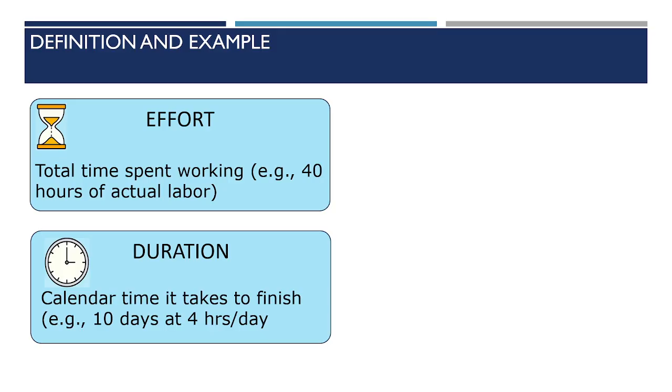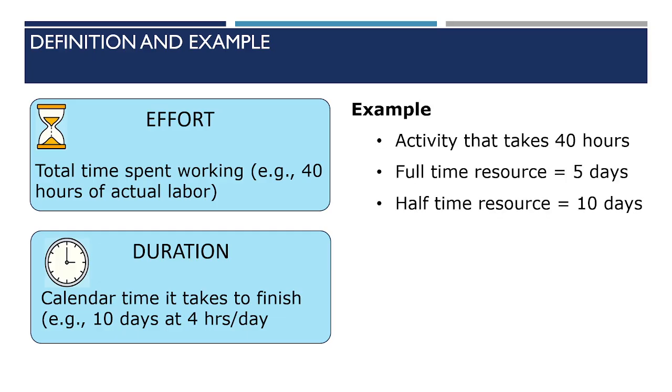So as I mentioned, effort is the total amount of time spent working. So let's say we have an activity that takes 40 hours of effort to do, right? The team has estimated, yep, it'll take 40 hours. The duration is the calendar time it takes to finish. So for example, if that activity takes 40 hours and I have a full-time resource, right, that's working 8 hours a day, and it's the only thing they're working on, they'll get it done in 5 days, right, in a week. If I have a resource that's half time, they'll get it done in 10 days, right? Because they're only putting in 4 hours a day, and therefore it takes 10 days to finish.